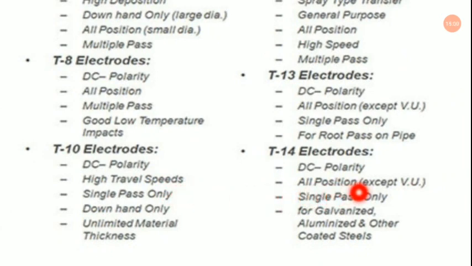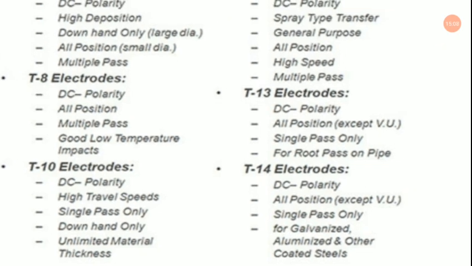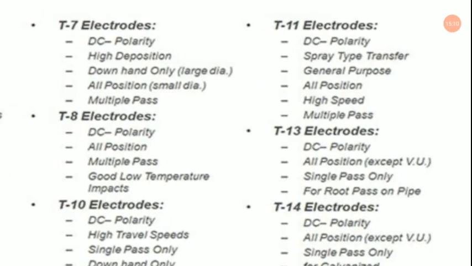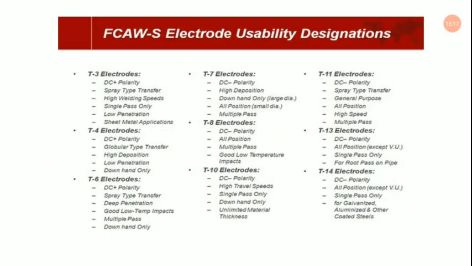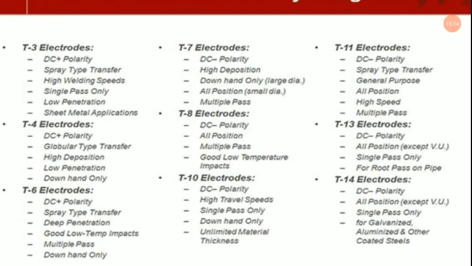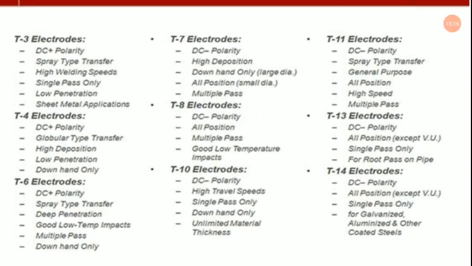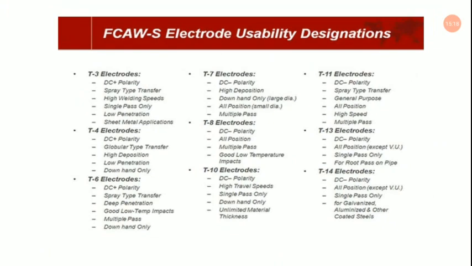Okay, so now T14 also you can check, this is for all position, and it is also for galvanized and aluminized and other coated steel also. So these are the things you may need to know. So you can take a screenshot and you can have a note somewhere, so it will be important for your knowledge.